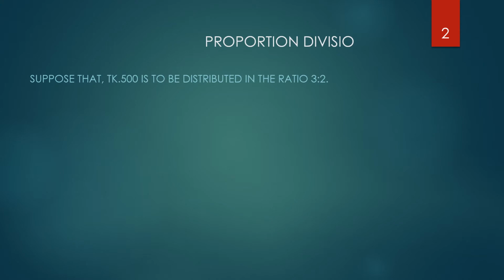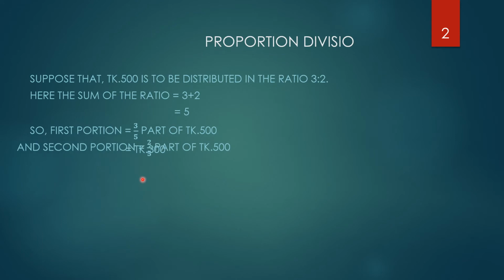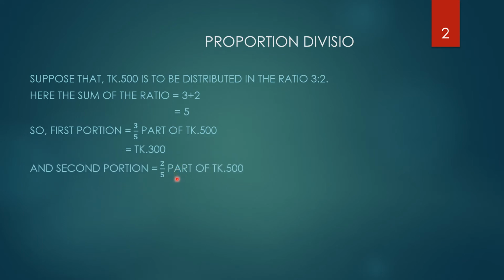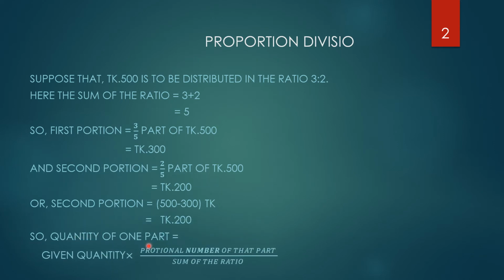Suppose that taka 500 is to be distributed in the ratio of 3 is to 2. Therefore, sum of the ratio equal 3 plus 2 equal 5. Therefore, first portion equal 3 divided by 5 part of taka 500 equal taka 300, and second portion equal 2 divided by 5 part of taka 500 equal taka 200, or second portion equal 500 minus 300 equal taka 200. So quantity of one part equal given quantity into proportional number of that part divided by sum of the ratio.